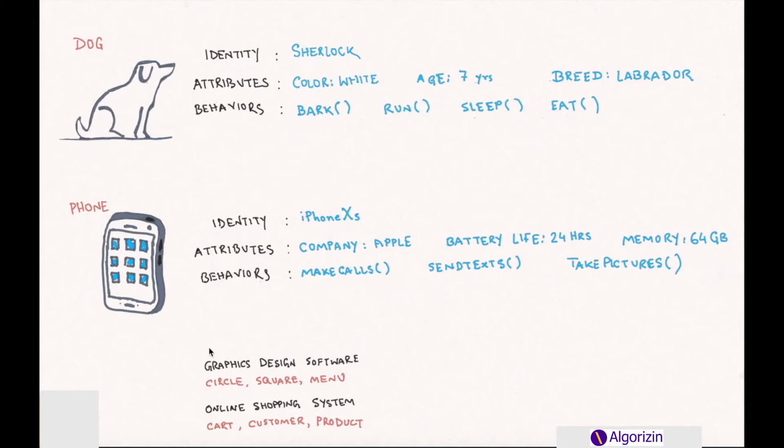So for each object here, there could be a lot of different circles that the graphics design software can have, right? So circle would have an identity because it's an object. It will have its own attributes and it will have its own behaviors. In the same way, square will have its own identity, its own attributes, and its own behaviors. Menu items will have their own identity, attributes, and behaviors as well. So would be the case for a cart in an online shopping system. A customer will also have an identity, some behaviors, and some attributes. And the products will also have some identity, attributes, and behaviors.